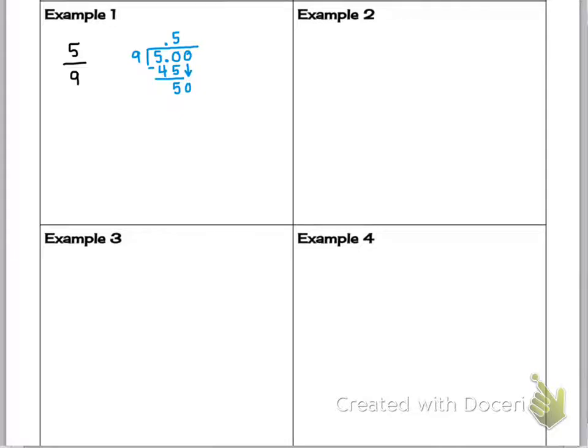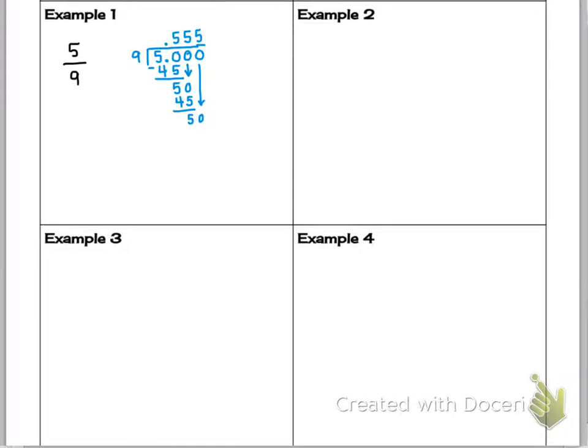Bring down a 0. 9 goes into 50 5 times, that's 45. And now we can see what's going to happen here. Add another 0, bring that down. 9 goes into 50 5 times. What I need you to do and make sure you do is keep dividing until you can truly commit to the repeating decimal. Too often what happens is people will stop the division and they really haven't found the entire repeating part yet. So when I look at this problem, I see that it goes 0.555, but the question is what number is actually repeating?